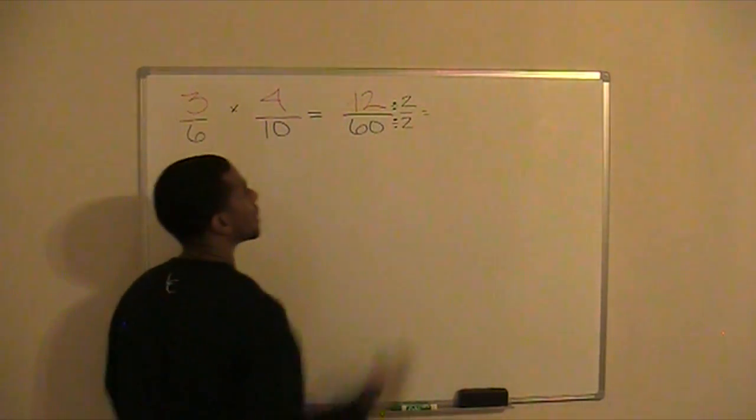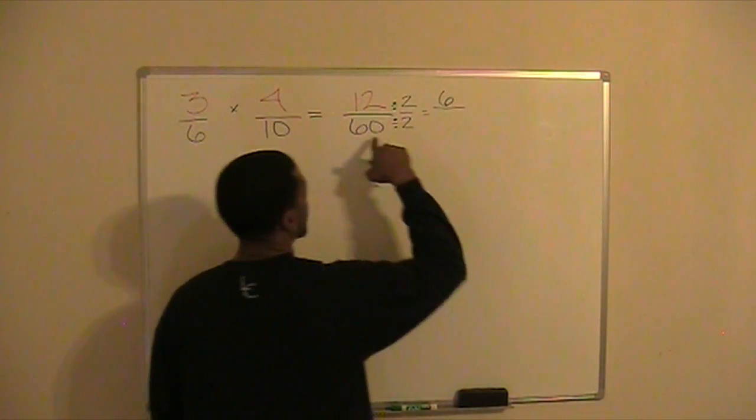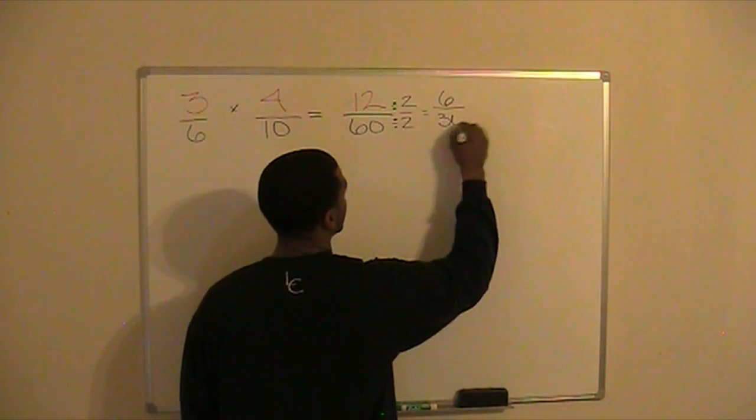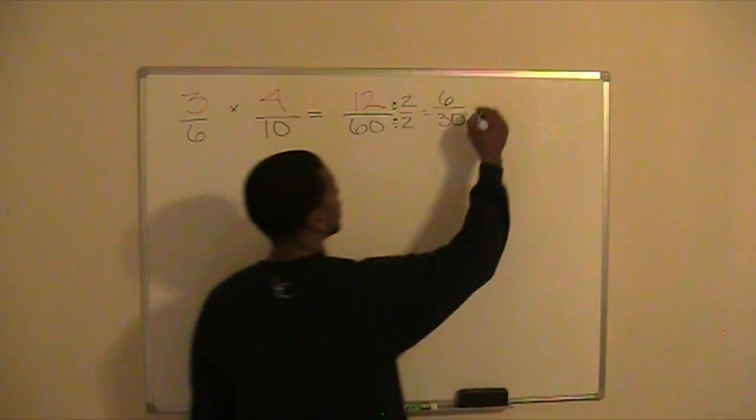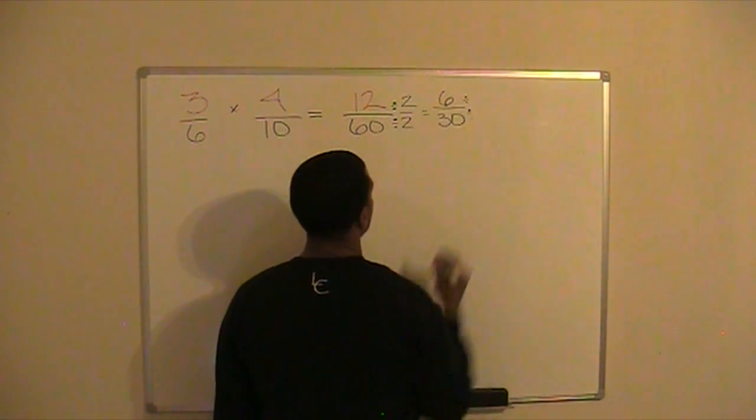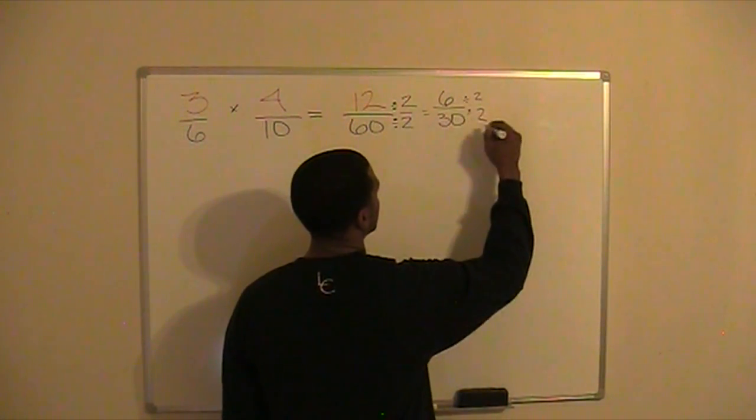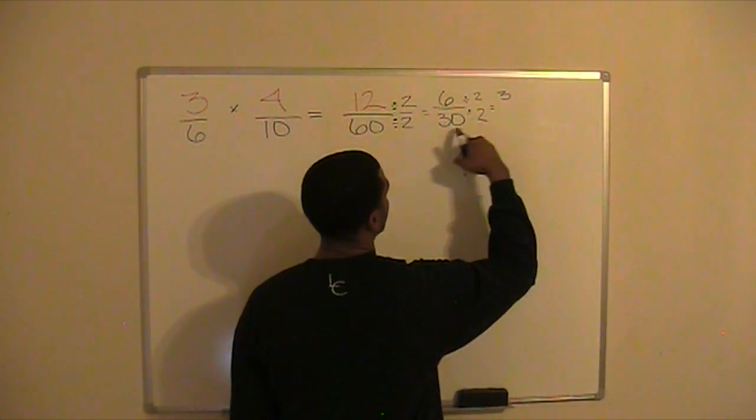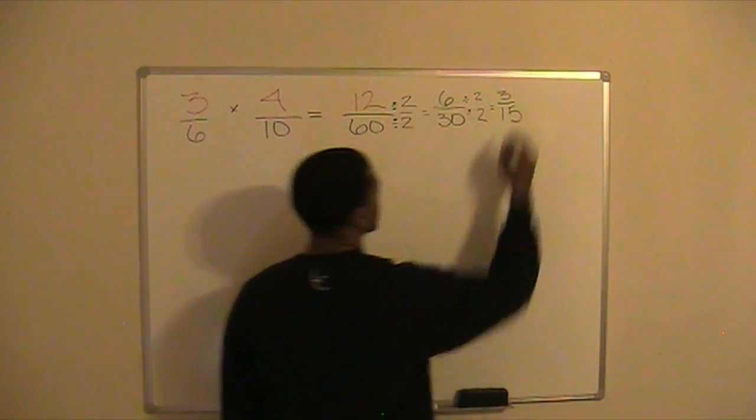So 12 divided by 2 is 6. 60 divided by 2 is 30. You still have two even numbers. You can divide again by 2. 6 divided by 2 is 3. 30 divided by 2 is 15.